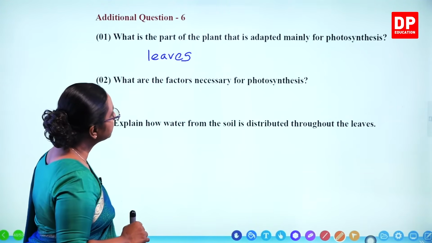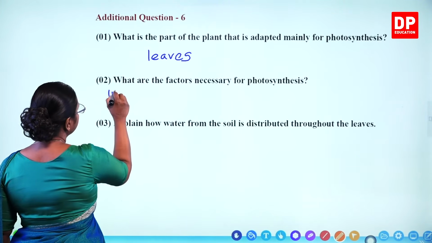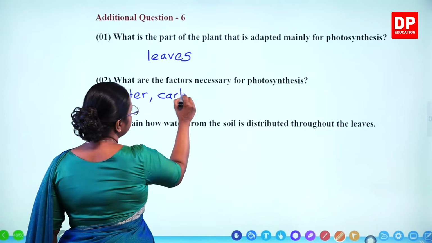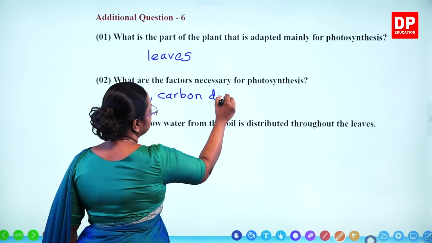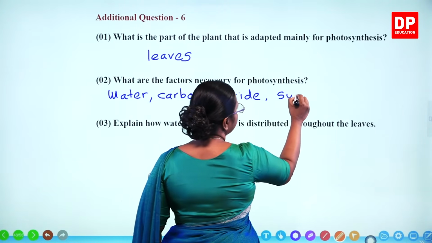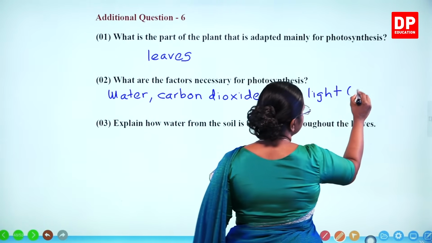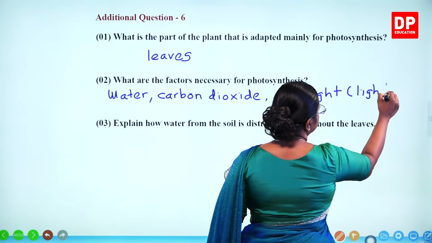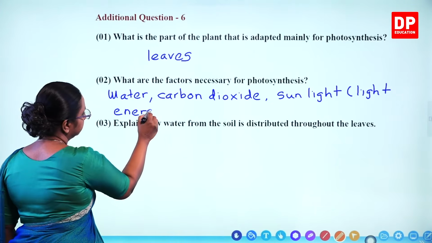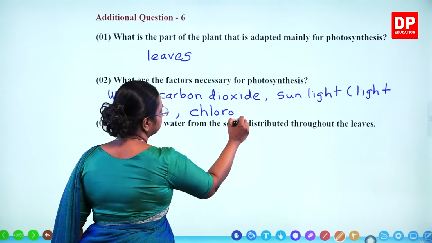What are the factors necessary for photosynthesis? You know the factors: water, carbon dioxide, sunlight, or you can say light energy, and chlorophyll.